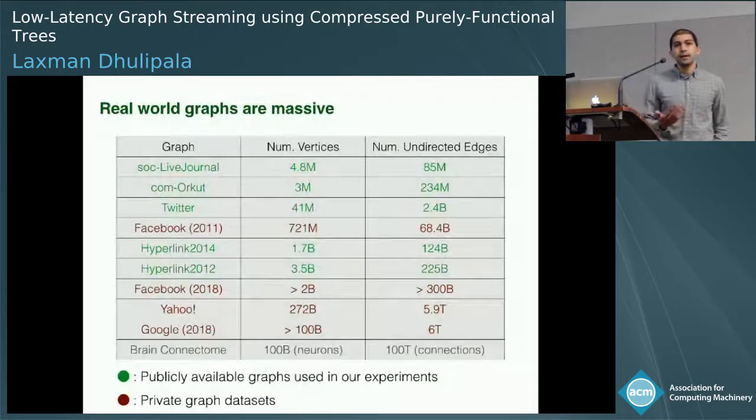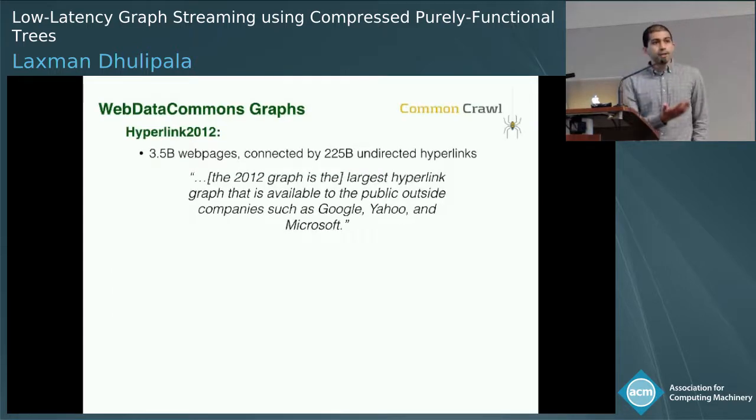In addition to being dynamic, real-world graphs are also massive. Many graphs out there today have billions of edges to hundreds of billions of edges. In fact, the largest publicly available graph, the Hyperlink 2012 graph, has close to 4 billion vertices and 225 billion edges. And there are larger graphs out there today at private internet companies. As I mentioned, the largest publicly available graph data set has over 200 billion edges. And if you look at their website, they say that this is essentially the largest graph that's out there today that's not at one of these private tech companies.